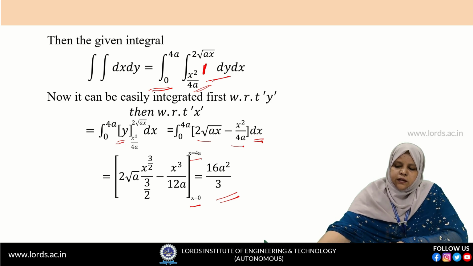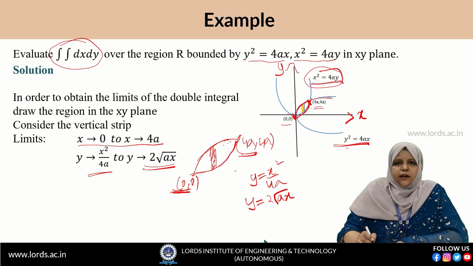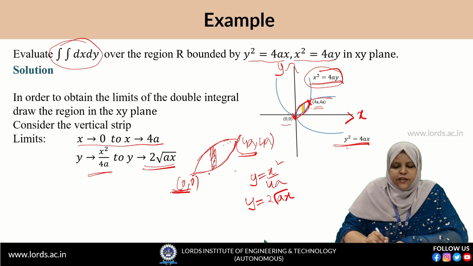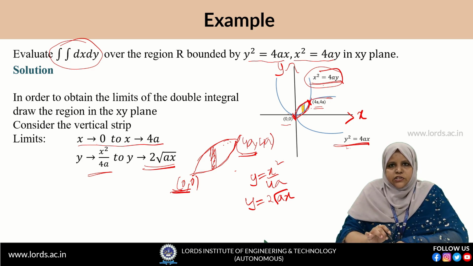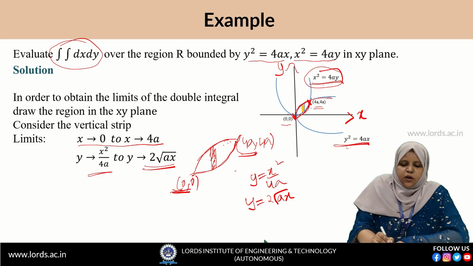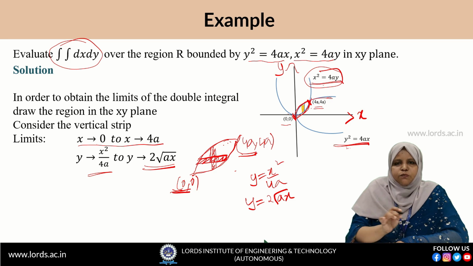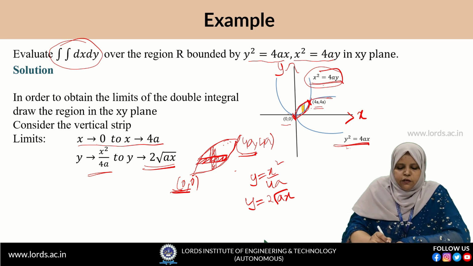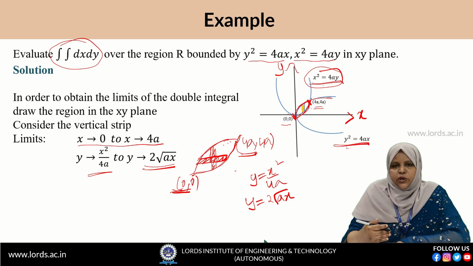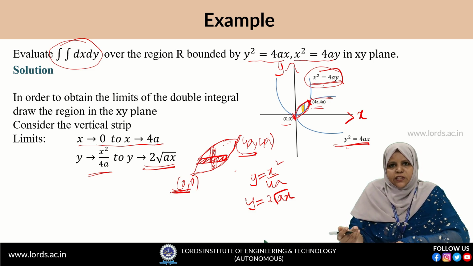Okay. Going back, see here, as I have said, I have taken a vertical strip. You can even take a horizontal strip also in this region, because the horizontal strip also is possible in this. Now for the horizontal strip also, I'll show you what kind of limits you are going to get. You can evaluate the same problem with the horizontal strip limits, and the same answer you are going to get. Okay.